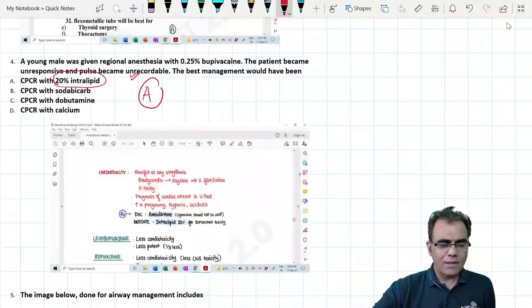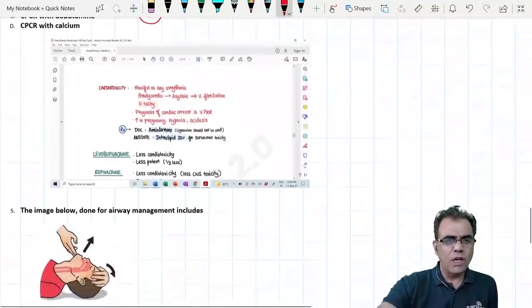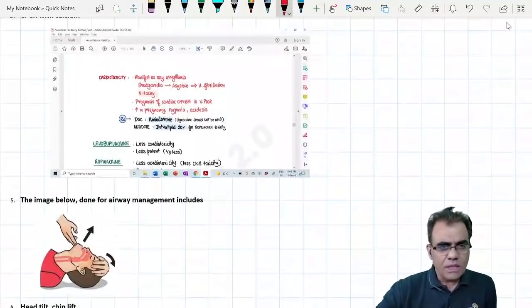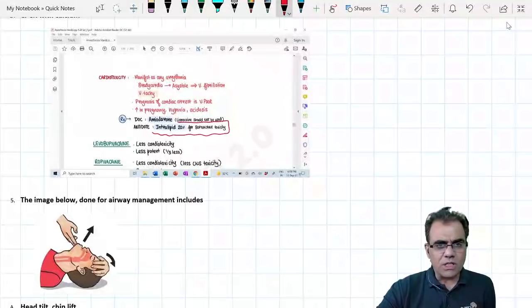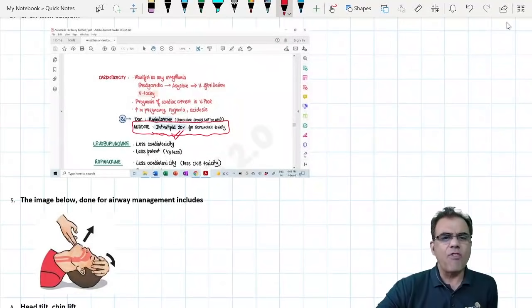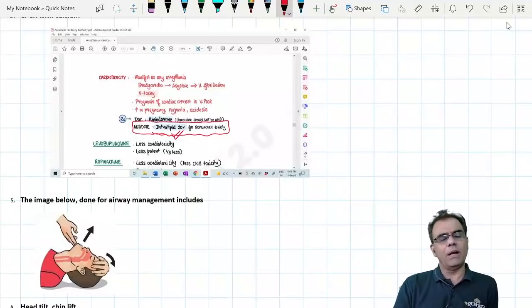And again, look at the screenshots of eGurukul notes. See, the antidote for bupivacaine cardiotoxicity is intralipid. Again, a very direct, very clear question, and again comparatively, I will say, an easy question.